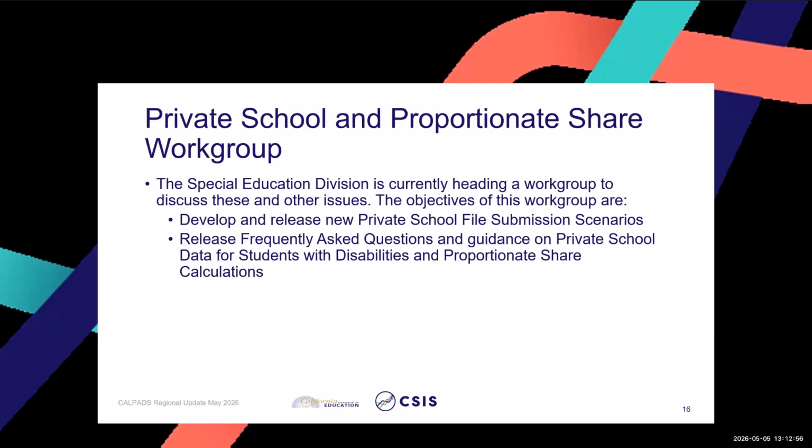We are heading a private school and proportionate share work group to work on these and other issues. The objectives of this work group are to develop and release new private school file submission scenarios, which are in the final phase of revision currently, as well as release frequently asked questions and guidance on private school data for students with disabilities and proportionate share calculations.